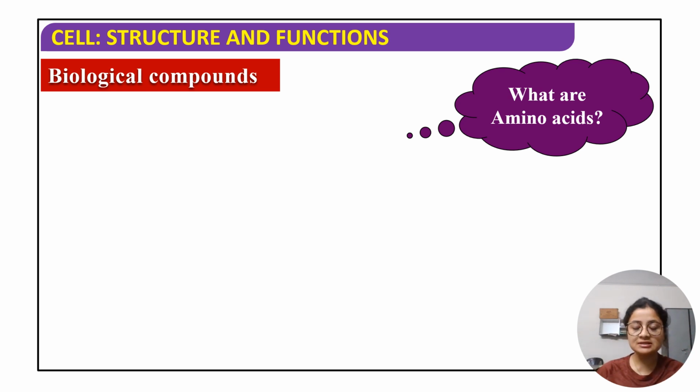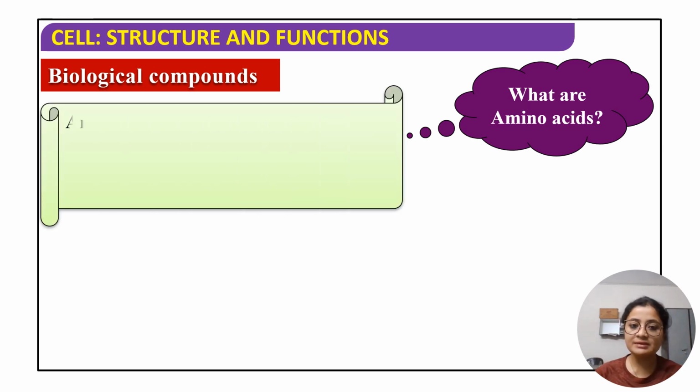Now, what are amino acids? I think the basic idea I have already given in the previous session, that amino acids are the units of proteins. They are the functional and the structural units of proteins. So, the proteins will be formed from the amino acids. A group of amino acids together will be forming peptide bonds, and hence we will be getting a protein. That is the basic concept.